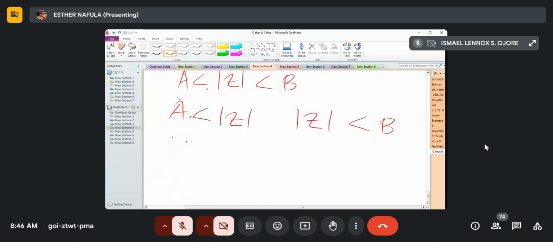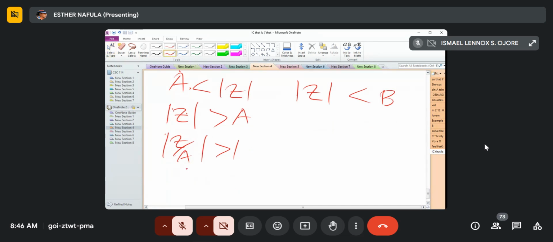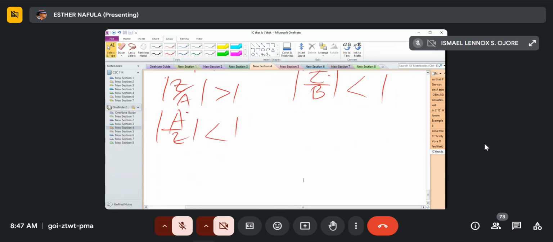So for the first part, a less than mod z is the same thing as, if you rewrite starting with mod z, mod z greater than a. Divide by a so that you have a 1 on the right. So you'll have mod z over a is greater than 1, but we need this to be less than 1. So reciprocate, you have mod a over z is less than 1. For the second condition, mod z less than b, just divide through by b. Mod z over b is less than 1. And it's now in the right form. So you'll have 2 conditions which you'll use on your function.